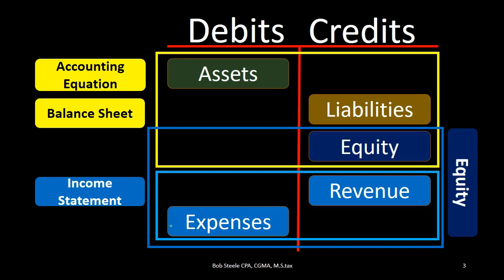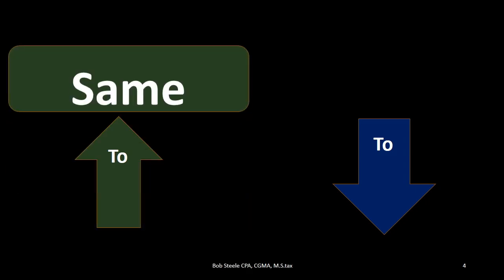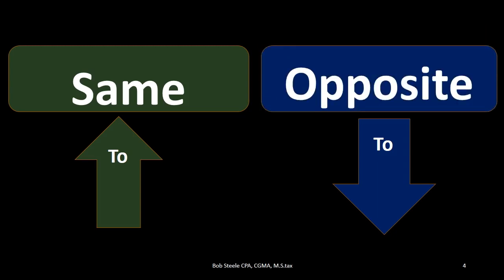Once we know that, or once we have this cheat sheet in front of us, we can apply the rule, which is very simple. If we want to make an account go up, for example, if we wanted cash and assets to go up, we would do the same thing to it as its normal balance. If we want to make an account go down, for example, if we had cash and we wanted to make it go down, we will do the opposite thing to it as its normal balance. So that's as simple as it gets right there.